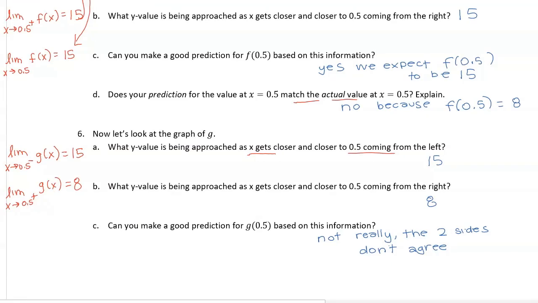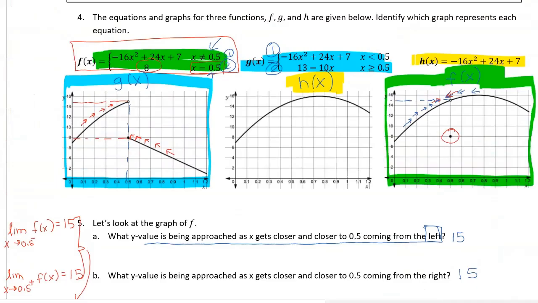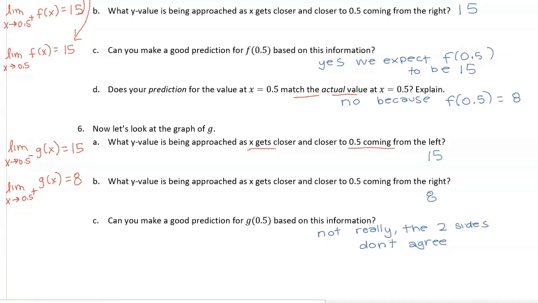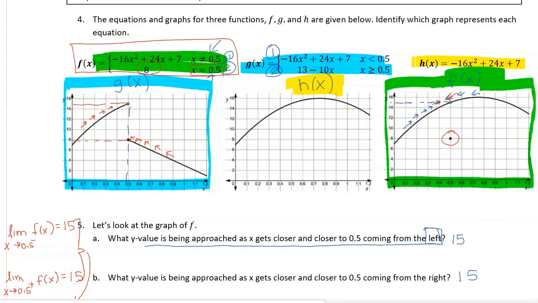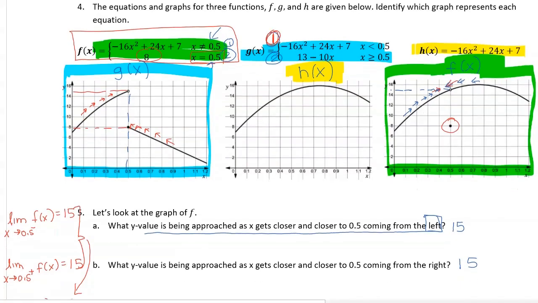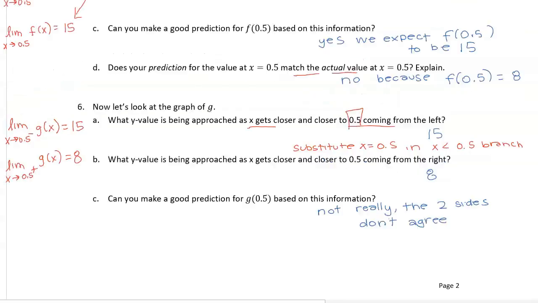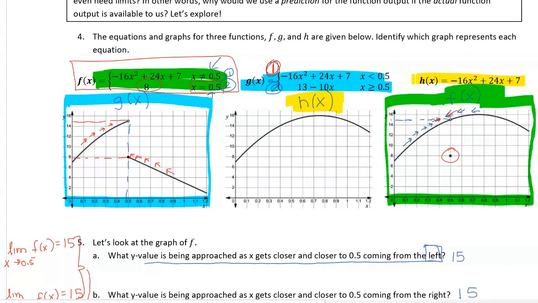One thing I did want to mention with piecewise functions is here we have a graph, and the graph is very clear what these values are. However, if we had something that was a little more messy, for example, to find the value 15, I would just substitute this x value of 0.5 into the part of the equation that is less than 0.5. So that would be this part of the equation. And then to find this 8, I would do the same thing, except you're doing it into the other part of the equation, this second branch here.